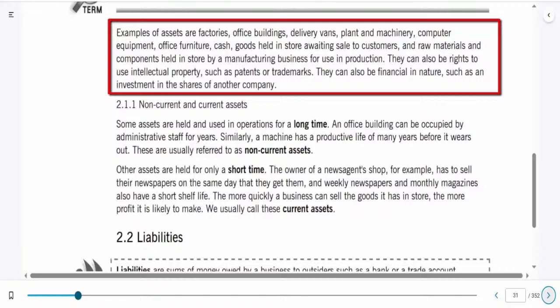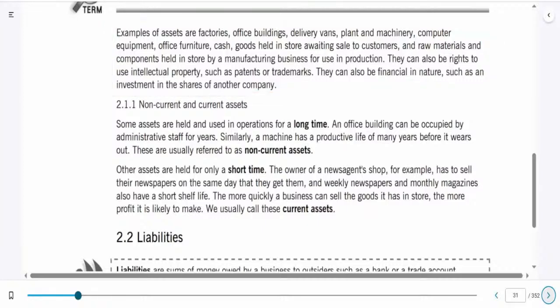Cash, money available for use in the business. Goods held in store inventory, products waiting to be sold to customers. Raw materials and components. These are the materials a manufacturing business might keep to make products.